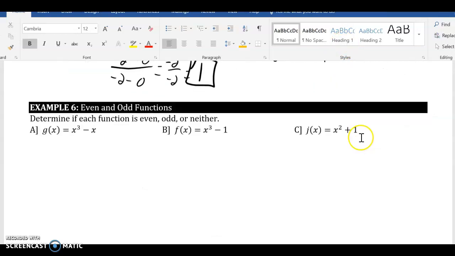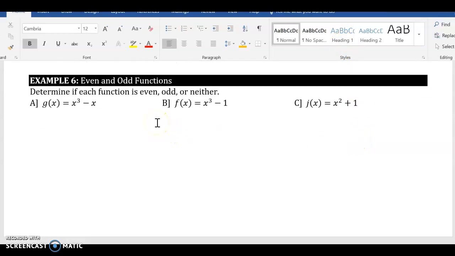Okay. Right down here, even, odd, or neither. What we end up doing for even, odd, and neither is plugging in -x everywhere you see an x. You have to evaluate this function using function notation. Everywhere you see an x, you put a -x. What you're looking for: if nothing changes, it's even. If everything changes, it's odd. And if some things change, it's neither. When I say some things, I'm talking about the signs, positive and negative.